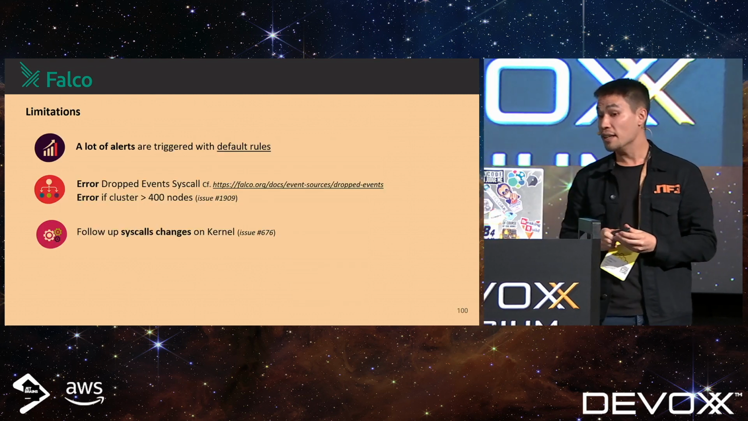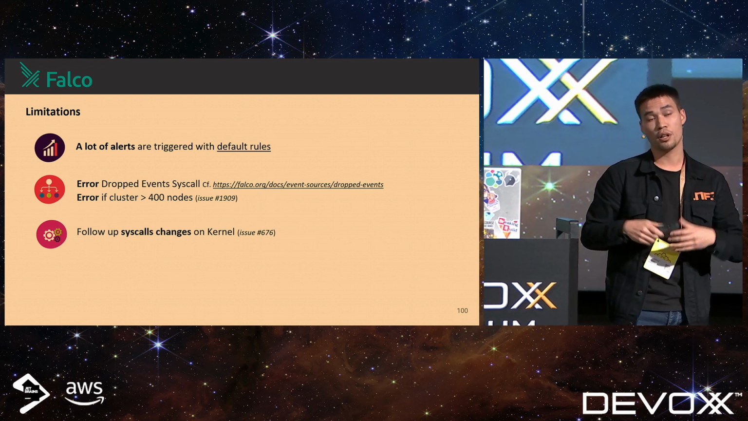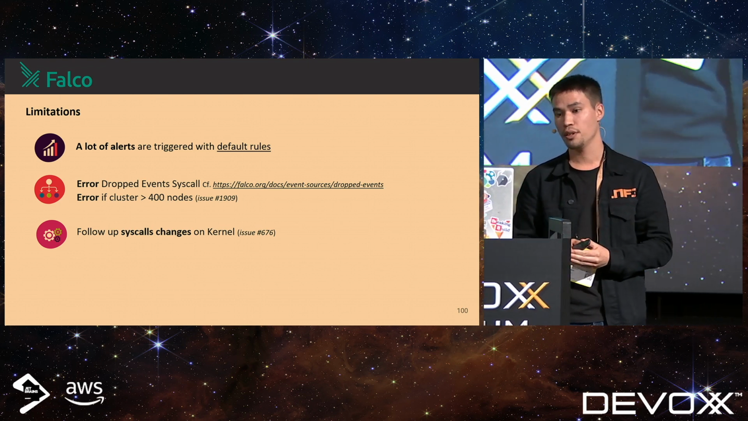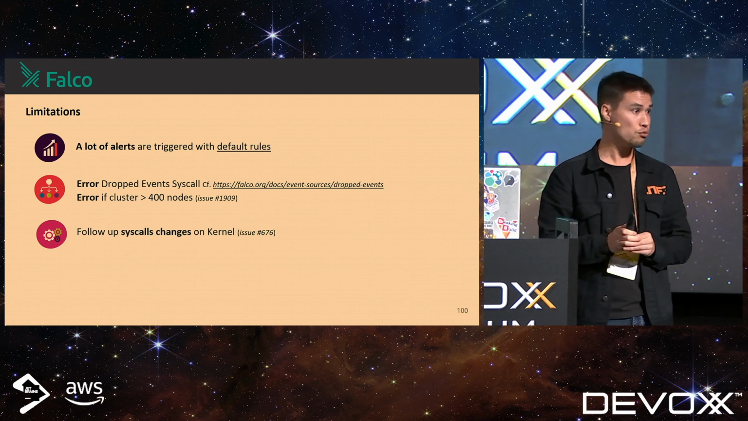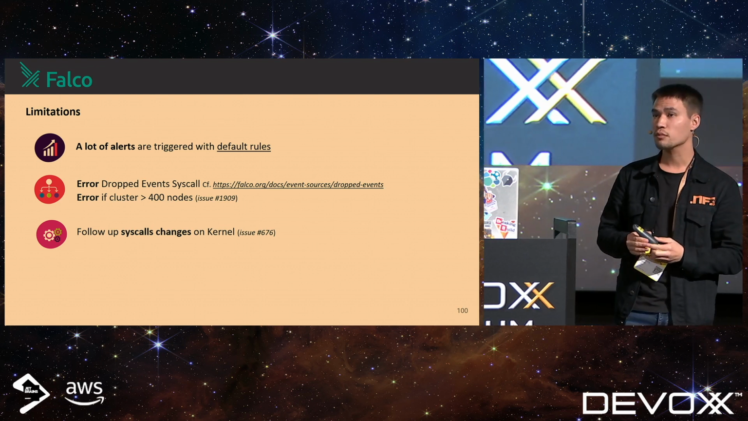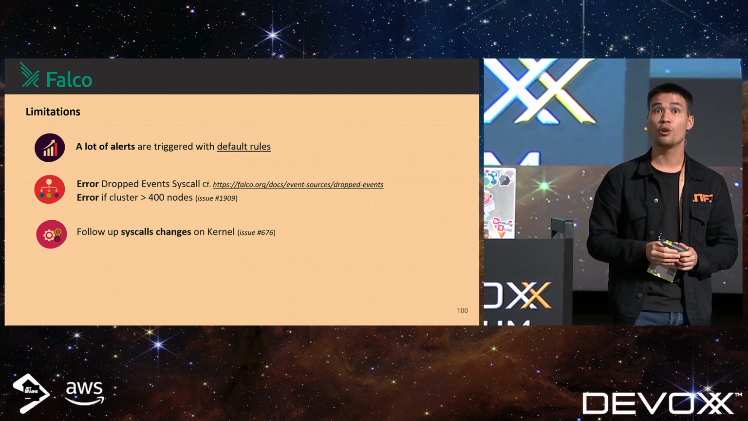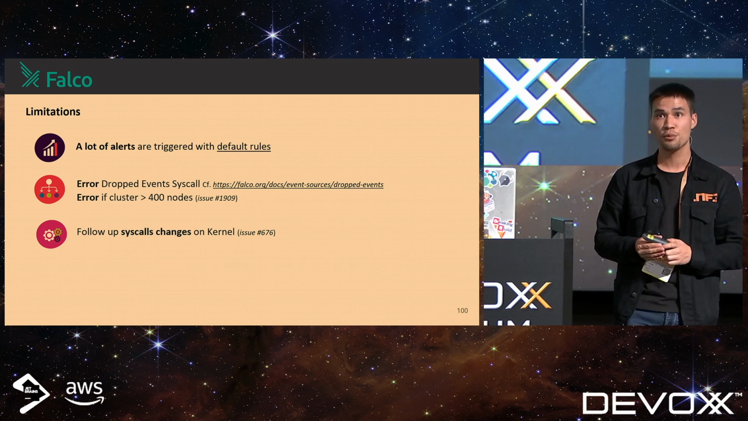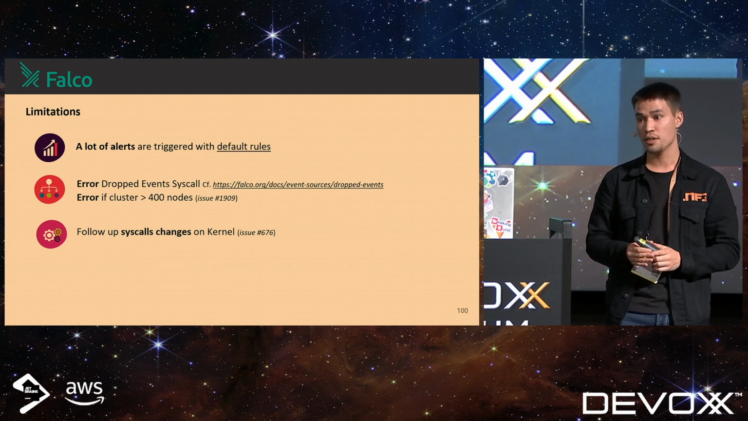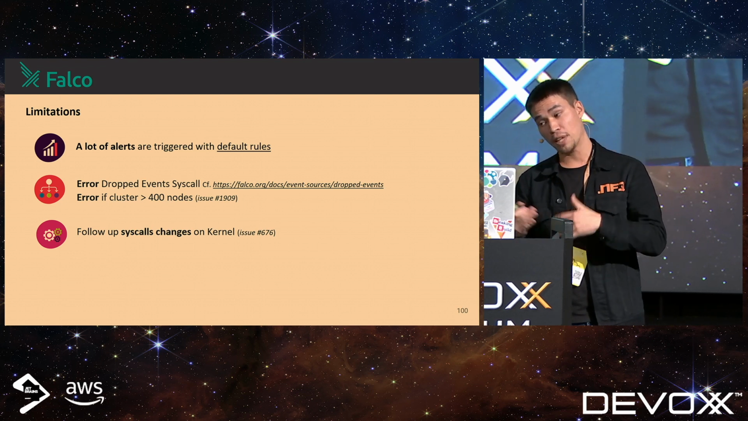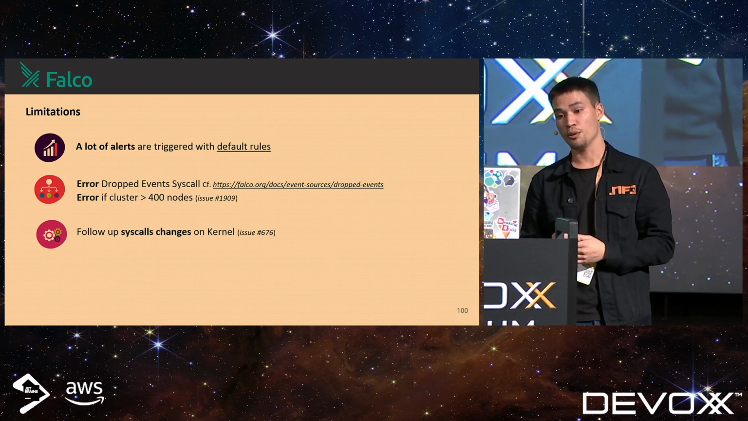Of course, like any solution, Falco comes with a set of limitations. If you use the default rules and you deploy that tomorrow, you will receive a lot of alerts because by default, Falco is checking a lot of things, and then you will probably receive a lot of noise.